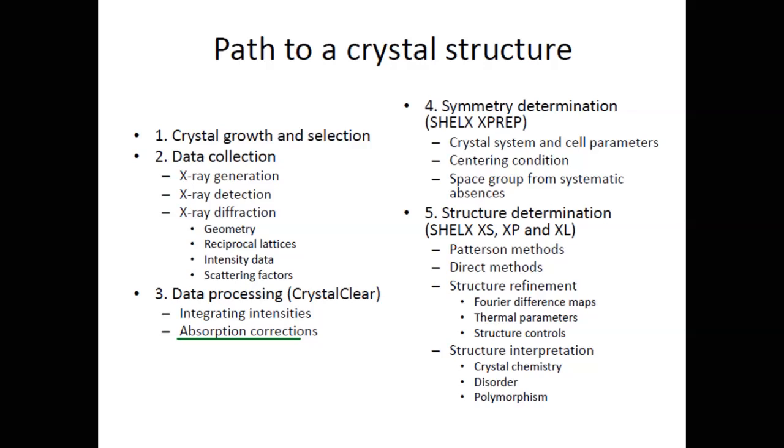Symmetry determination. So once you process your data, you're going to have to determine the symmetry of the data, and that tells us, for example, which crystal system it's in, its lattice parameters, is there any centering, and then also based on what we call systematic absences, we can determine the space group for that crystal. Now, some of this stuff we'll be looking at next week, for example, centering, symmetry operators, space groups, but applying it to what we call systematic absences will be in the second half of the semester.